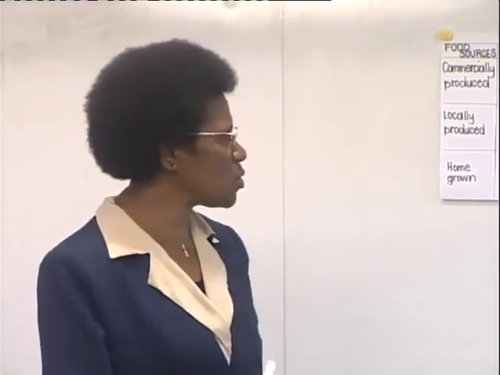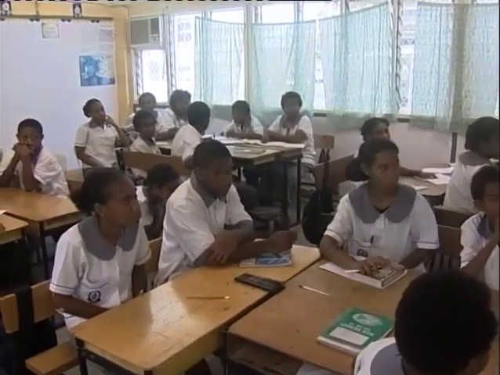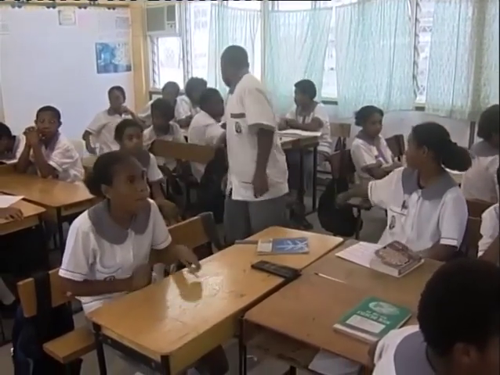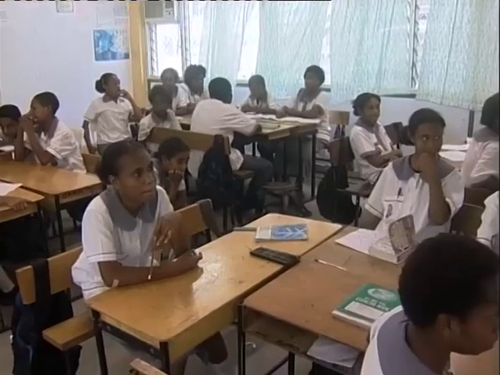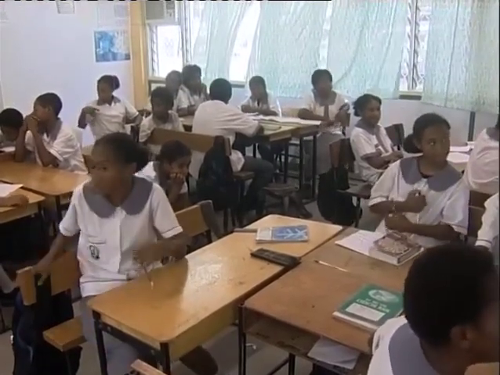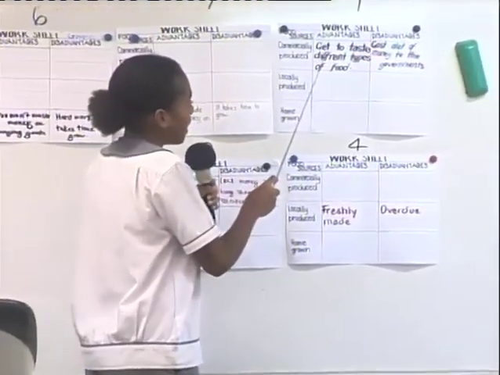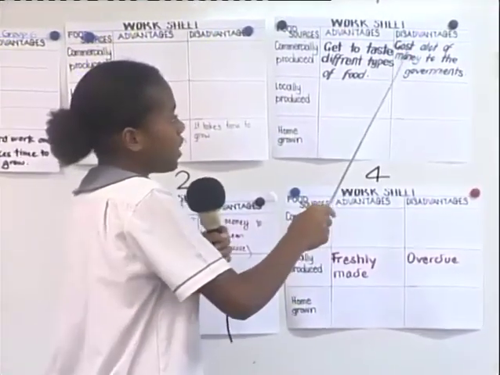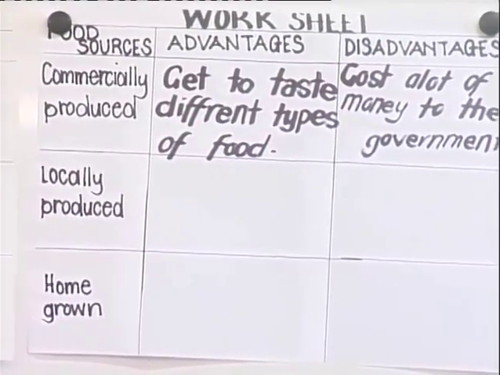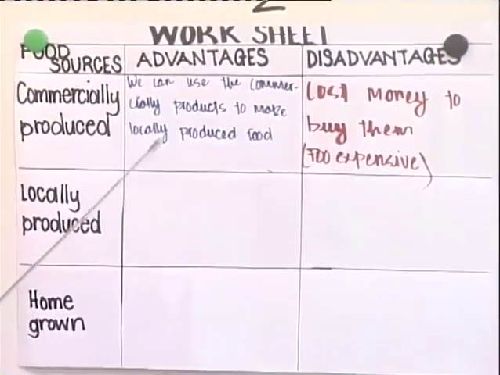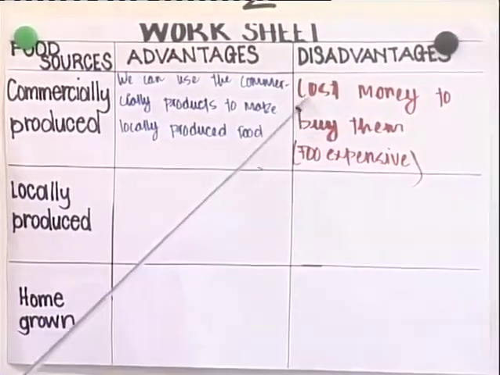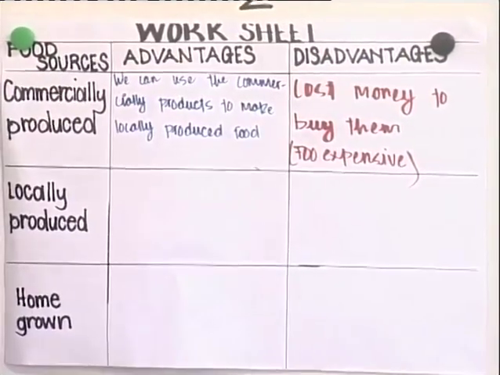So 1 and 2, who is going to do the presentation? Now 1 and 2, this is on commercially produced food. So Helen is going to do that on behalf of group 2 as well. Yes, you can quickly talk about what you have there. For group 1, commercially produced, for the advantage, we get to taste different types of food. The disadvantage is it costs a lot of money to the government. For group 2, the advantage is we can use the commercial products to make locally produced foods, and the disadvantage is it costs money to buy them. Too expensive. Thank you. Very good, thank you.